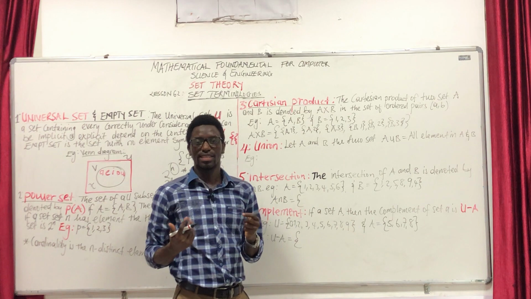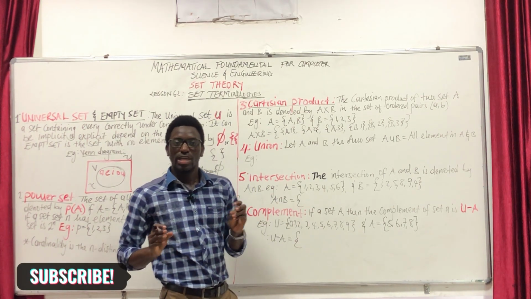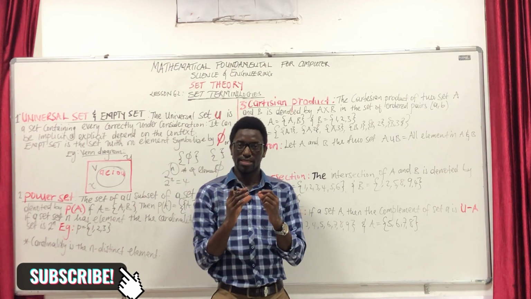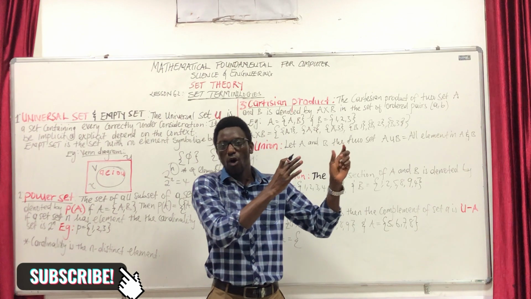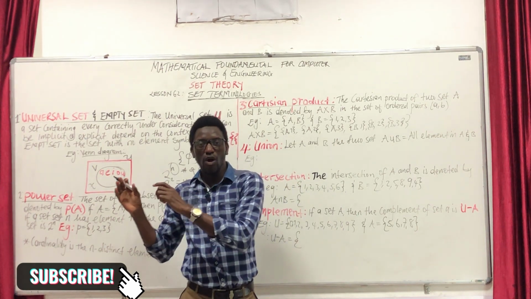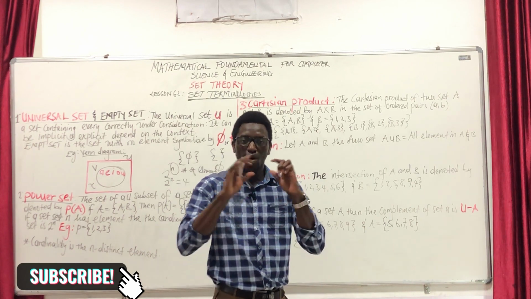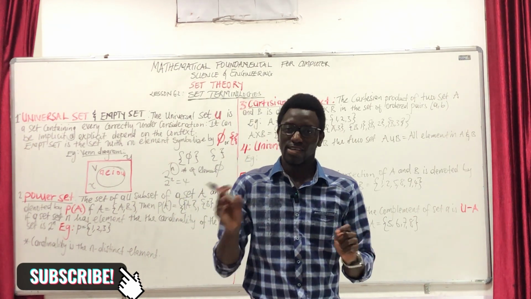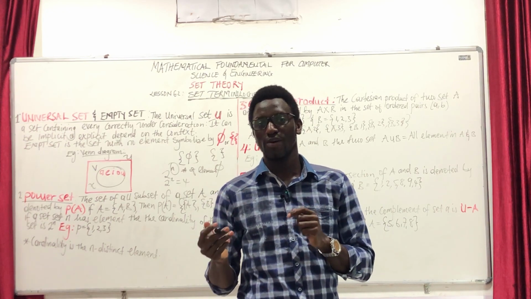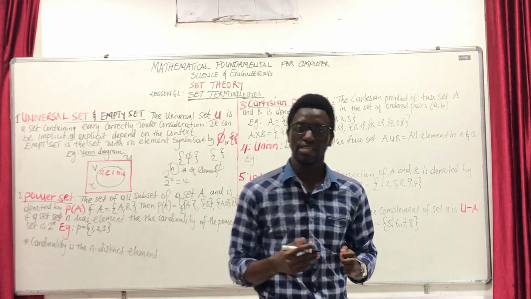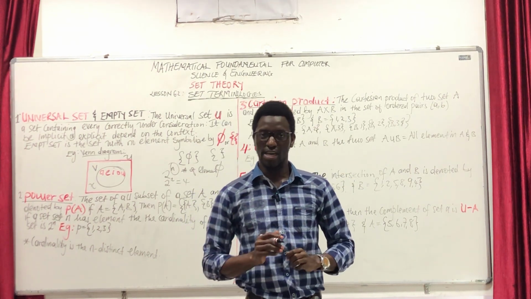So the next one we have is union. For union of sets, you have two sets, A and B, for example. It means if you want to combine these two sets, all of them together, you can take all the elements in A and all the elements in B and combine them together. But mind you, when combining these elements, no repetition is allowed. For example, if you have 1, 2, 3, 4, and 4 is repeated, eliminate the repetition and just give your elements.